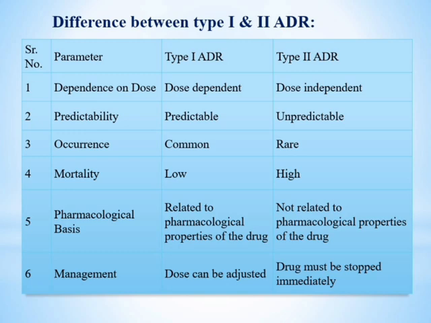Difference between type 1 and type 2 ADR. Serial number, parameter, type 1 ADR and type 2 ADR. First, dependence on dose: dose dependent, dose independent. Second, predictability: predictable, unpredictable. Third, occurrence: common, rare. Fourth, mortality: low, high. Fifth, pharmacological basis: related to pharmacological properties of drug, not related to pharmacological properties of drug. Sixth, management: dose can be adjusted, drug must be stopped immediately.